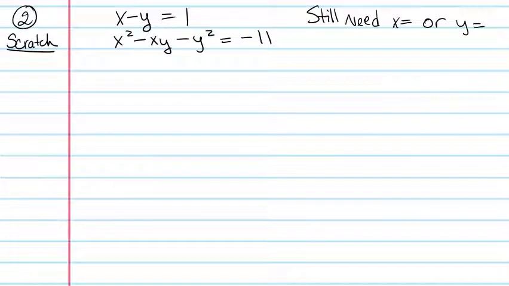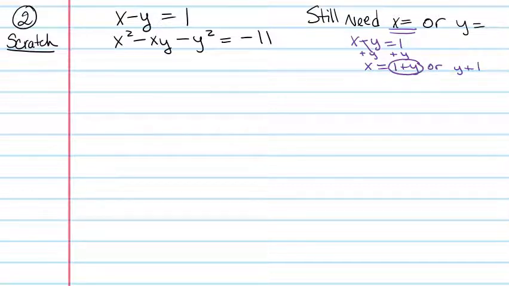Okay, here's another example for us. We still want to use substitution. That is still the method we're practicing here. But this one is a little bit different. So we still need to have an x equals or a y equals, and in this case I think I want to get an x equals. Looking at that first equation, x minus y equal 1, all I'd have to do is just add y to both sides to get x equals 1 plus y, or if you prefer, y plus 1. And so that's what I'll use for my substitution.